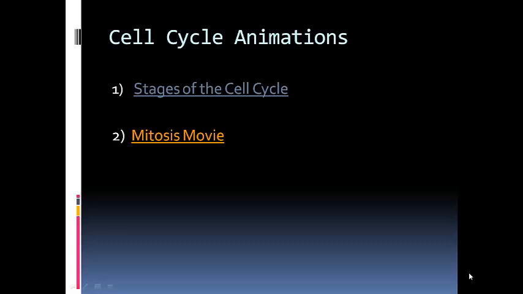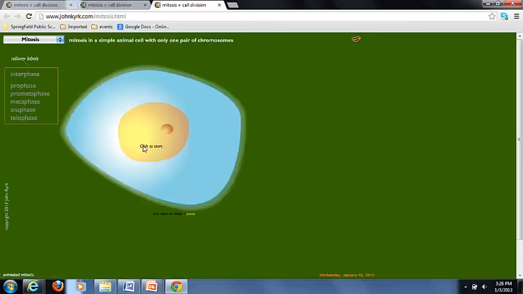So first we're going to look at the parts of the cell cycle, and then we're going to focus in on mitosis. So let's look at these stages of the cell cycle first. The first stage of the cell cycle we call interphase, and interphase actually takes up most of the time of a cell's life. Okay, I'm going to start interphase here, and then I'm going to pause it just so we can look at what's going on.